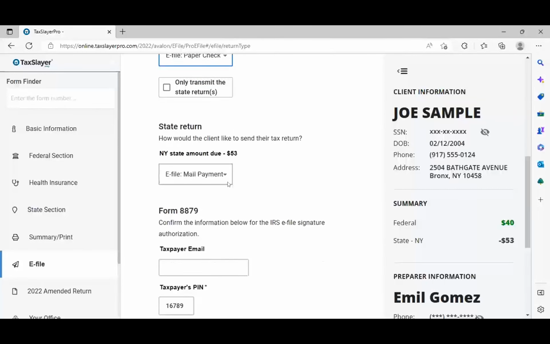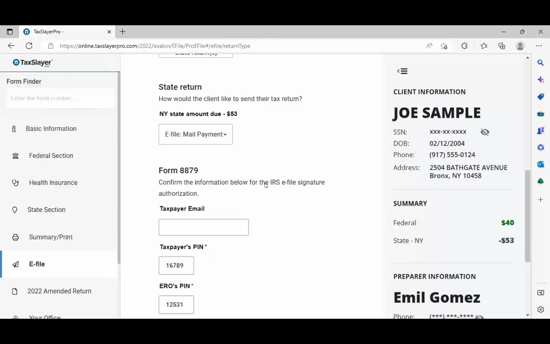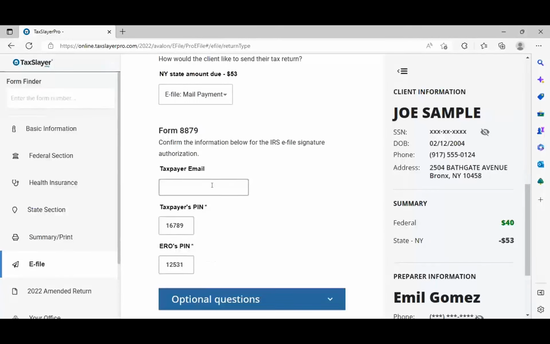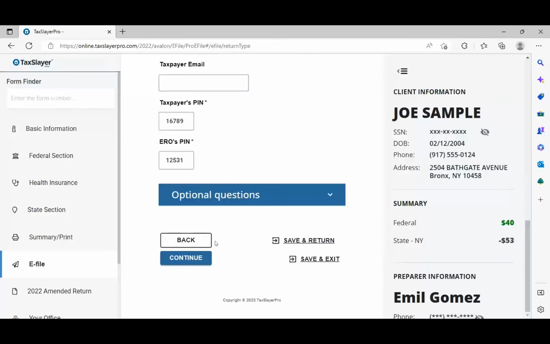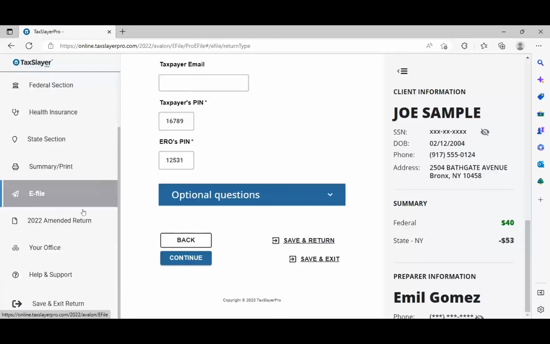Well, in this case, he's going to mail the payment, which means that when we prepare the return and prepare a paper copy for Joe, he's going to get an additional piece of paper, a voucher that he's going to have to take. We'll instruct him about the voucher and the payment. I didn't list it here. You put Joe's email address. TaxSlayer wants that. The government wants that in order to process the authorization forms. Okay. I think that's all you need to see on this screen.